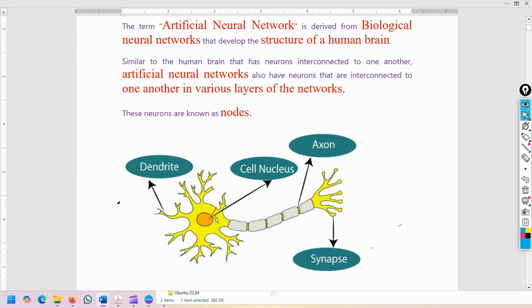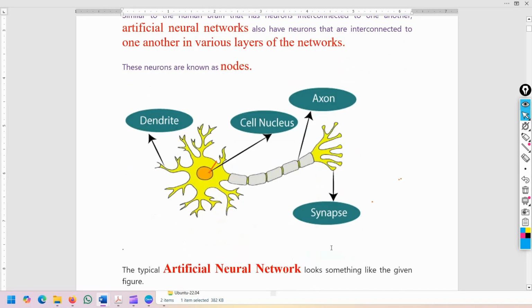Here we have to mention the dendrites, the cell nucleus in the middle, the axons, and the synapses. Each part has a node with four or five points. The red dots are the inputs. There is a cell node, and this one connects from one node to another node. Its action is to send the data it senses to another node.